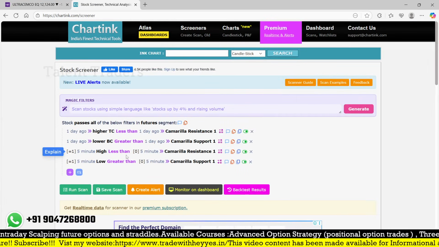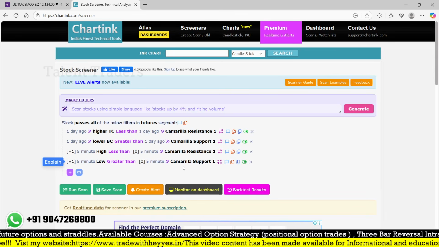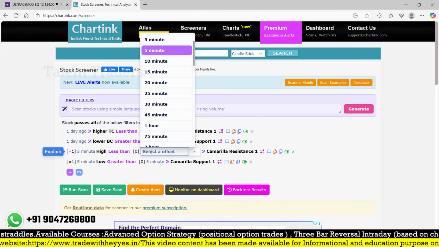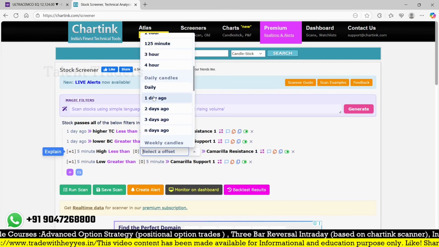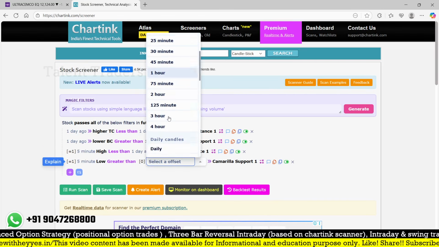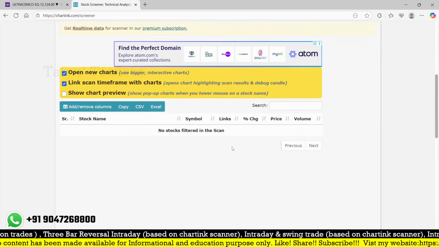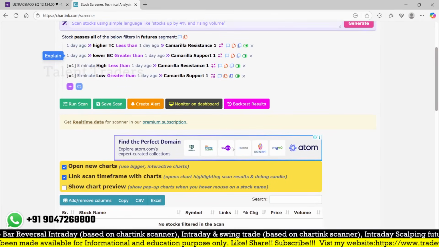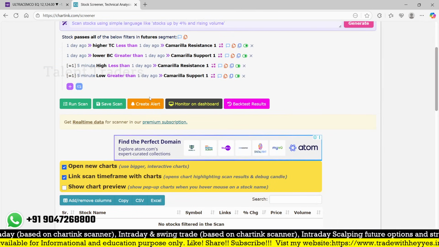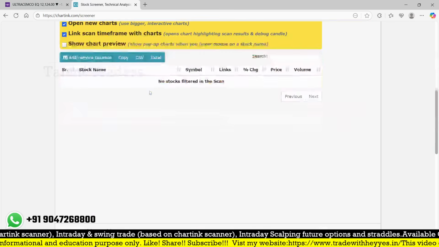First 5 minutes high is less than Camarilla resistance. Sorry, here it should be 1 day ago. That's why no stocks are showing. So we have to use 1 day ago. Then we can find any stocks which are meeting these conditions. I think no one meets this condition. Run Camarilla resistance one, support one.